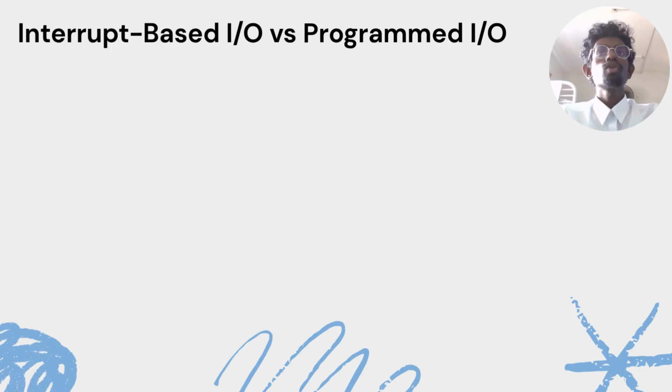Lastly, we are going to look at the comparison between interrupt-based I/O and programmed I/O. Looking at this comparison table, we can conclude that the interrupt-based I/O is way better than the programmed I/O. For an example, the interrupt-based I/O has a more efficient CPU usage compared to the programmed I/O. It is because its CPU can execute other tasks while waiting for device interrupts.